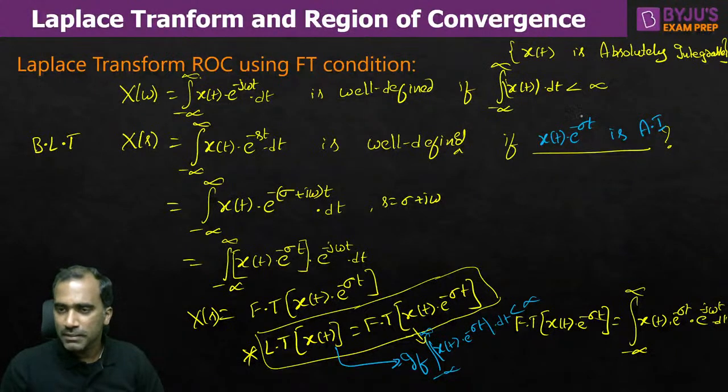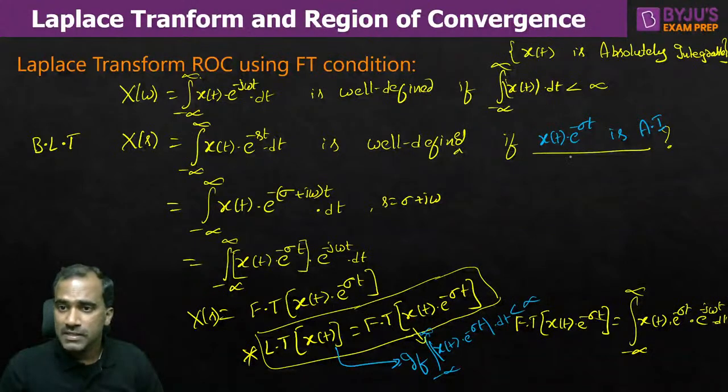This condition, x of t into e power minus sigma t, need not be absolutely integrable for all values of sigma, right? For some cases it might happen, but for many cases, for all values of sigma, this signal will not be absolutely integrable. We'll take some examples and see.